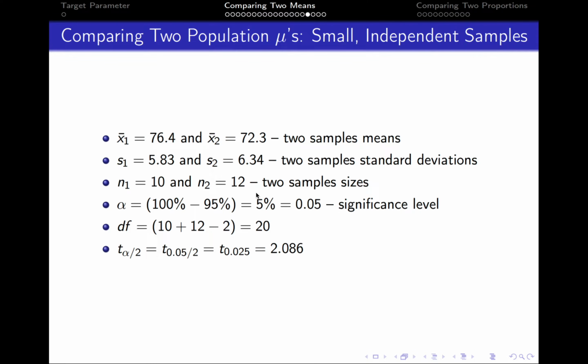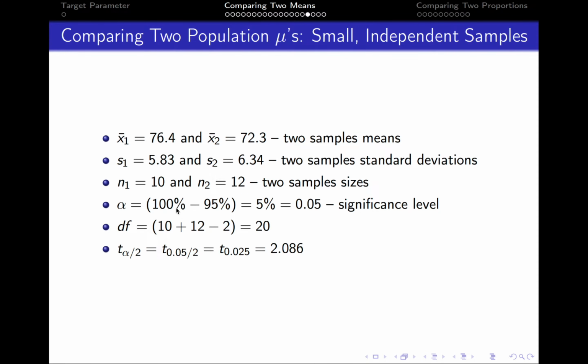We are asked to use the significance level. We are asked to construct 95% confidence interval. That means that the significance level is 100 minus 95, so 5% or 0.05. Based on the information above, we can calculate the degrees of freedom, which is n1 plus n2 minus 2, so 10 plus 12 minus 2 will be 20.